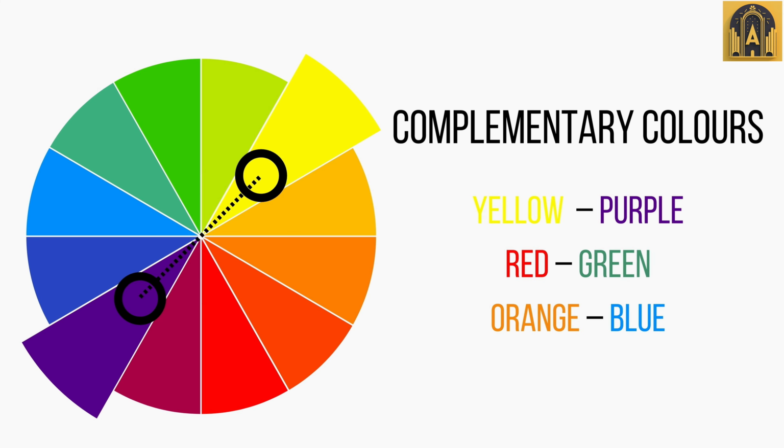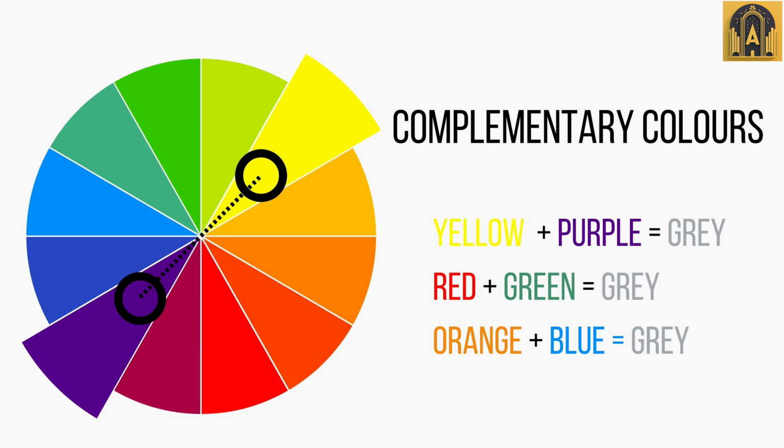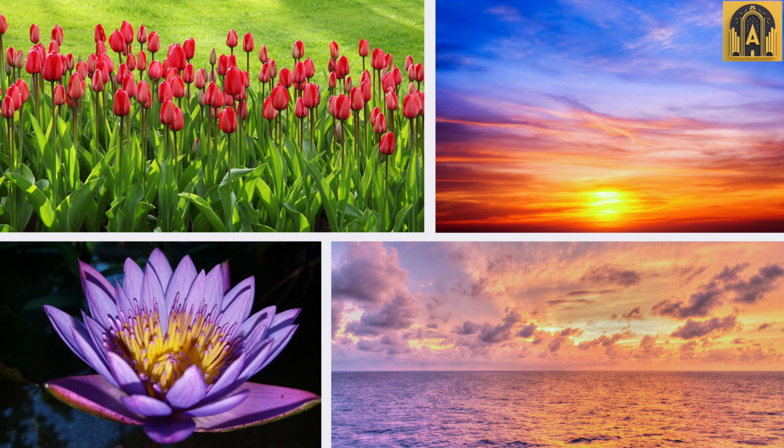The colors opposite each other on the color wheel are complementary colors. These colors complement each other both visually and mathematically. If you mix complementary colors, you get gray, like red and green, yellow and purple, orange and blue. When you use complementary colors together, you get a great contrast. These colors make 2 colors stand out without competing with each other.